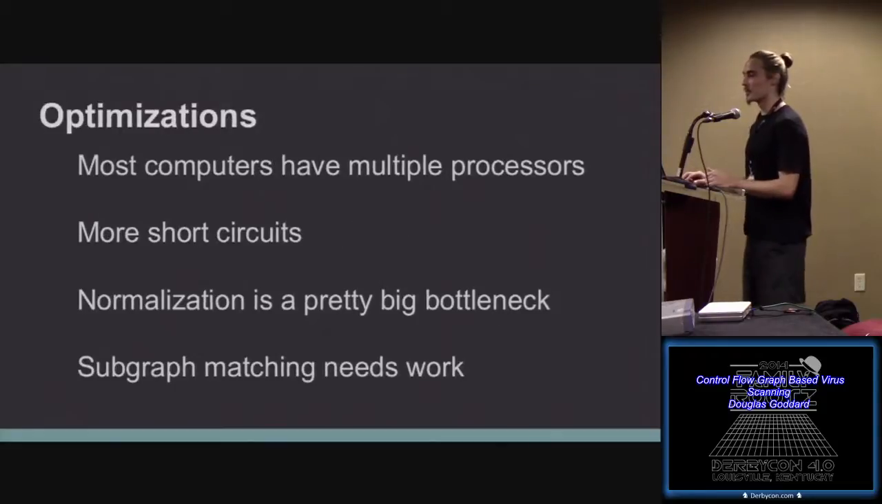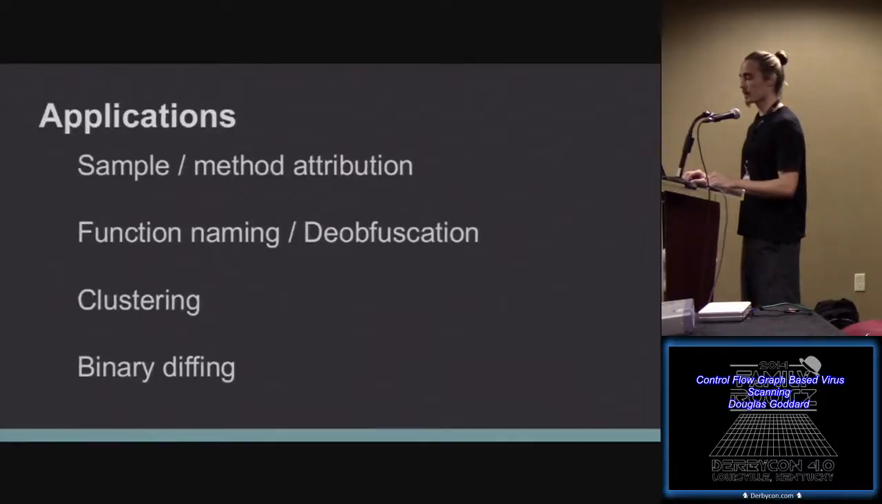There's a lot of optimizations that can be made. Most computers have multiple processors now, and I don't take advantage of anything like that. There's a lot of short circuits to get out of the scans earlier, and normalization and subgraph matching can be optimized. So the applications. First is sample or method attribution like we saw. You can use it as a virus scanner. Next is function naming and deobfuscation.